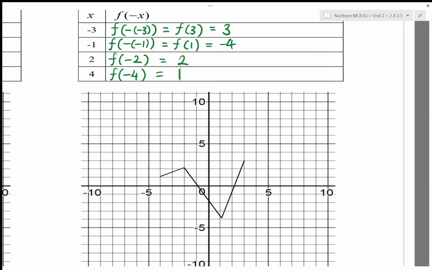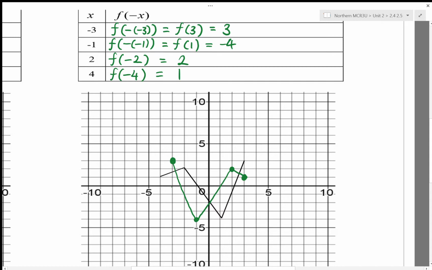Then when the x is -3, so where's that -3? So when x is -3, our y value is 3. When x is -1, our y value is at -4. When x is +2, our value is at 2. And when x is 4, then our y value is at 1. So we draw the graph, and let's see how it actually looks.